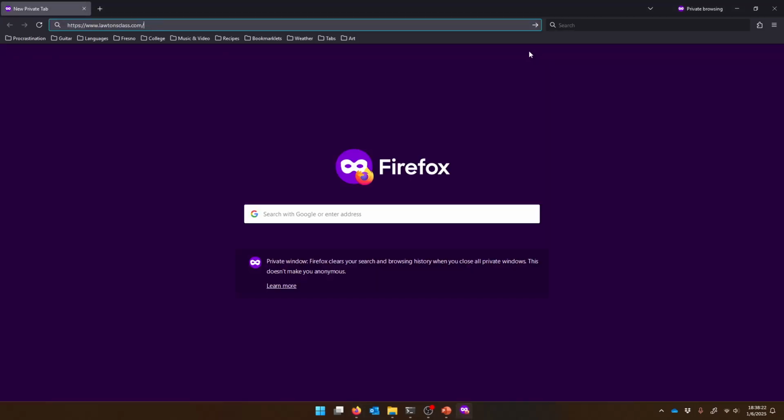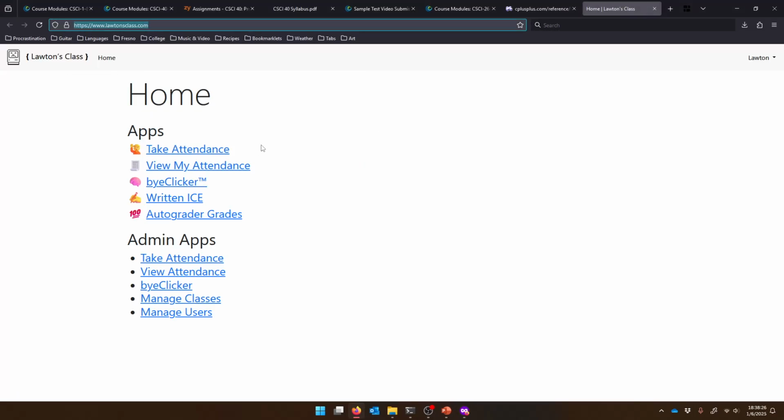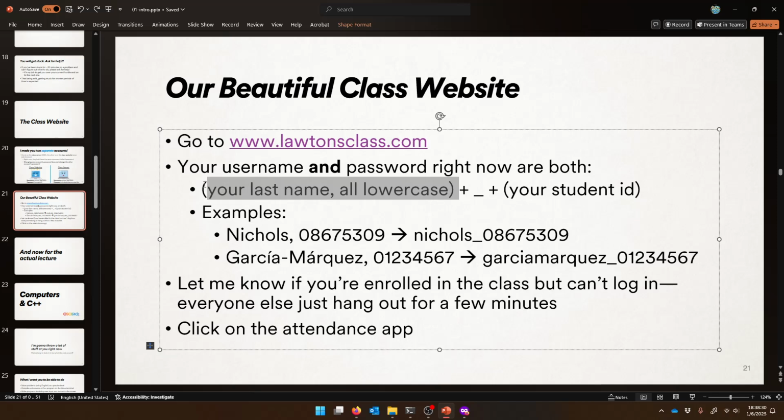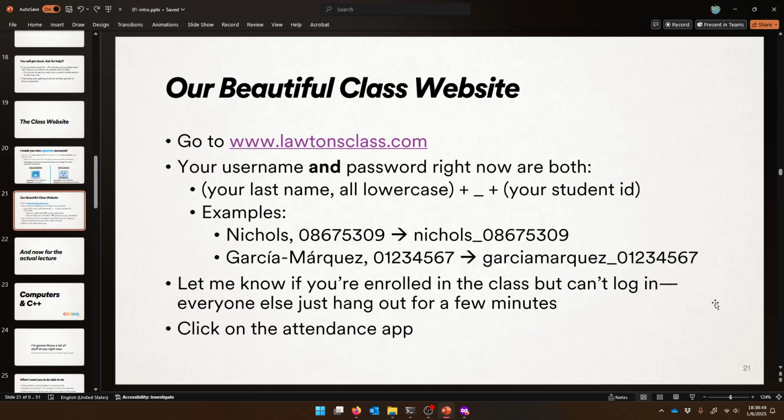Here, let me go there in a private browser so you can see that. Your username and password on the class website is your last name, all lowercase, no hyphens, no accent marks or anything, and then an underscore, and then your student ID. That's going to be your username and your password right now. So if your last name is this one and this is your student ID, this would be your username and your password on the class website. If this is your last name and student ID, this would be your username and password right now. Please change it, but that's going to be your username for sure.